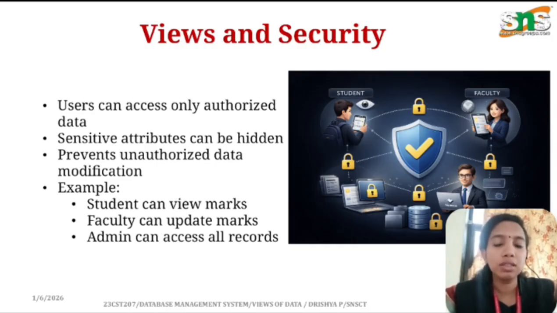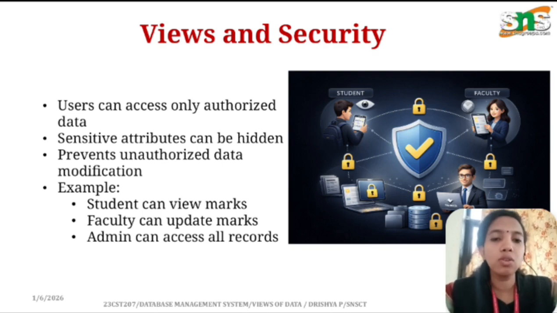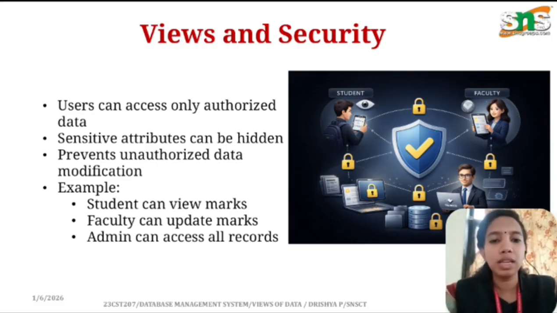This is one of the examples for each level: physical level, logical level, and view level. The view level is the student level, the logical level is the faculty level, and the admin level is the physical level.